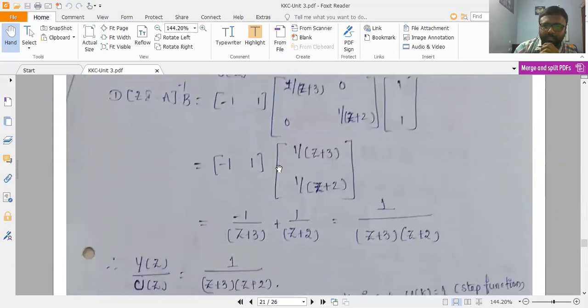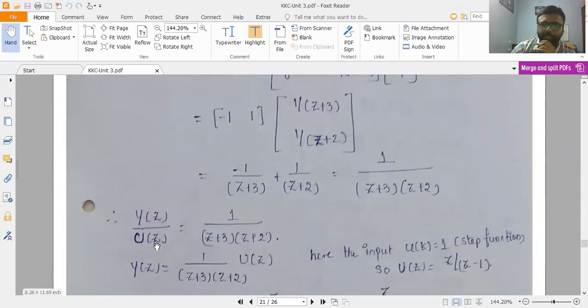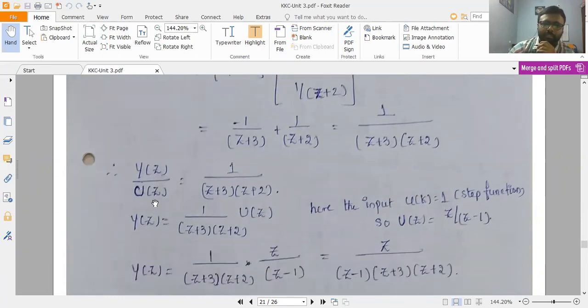So we are going to get the transfer function for this one, that is y of z divided by u of z is equal to 1 divided by z plus 3 into z plus 2. Taking this u of z to this side, we get y of z is equal to z divided by z minus 1 into z plus 3 into z plus 2. Why? Because u of z value is unity.